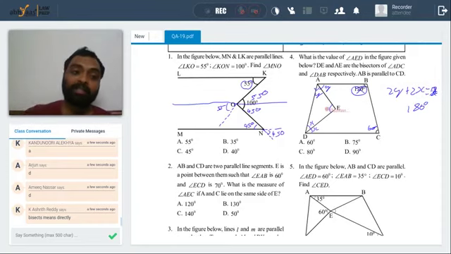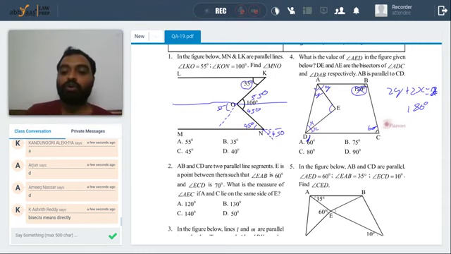Clear? Why? Look at the parallel lines and the transversal. If this is one angle, corresponding to that angle will be here, somewhere here. So this one will be supplementary. So it will be 180 degrees. So y plus x is equal to 90 degrees. If both are 90 degrees, obviously E will be what? 90 degrees. Answer is D.